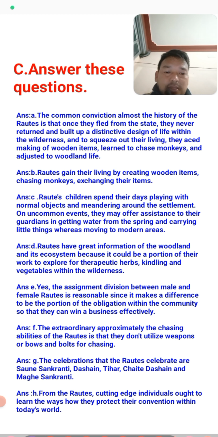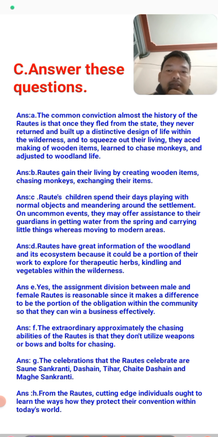D number: why do the Rauti have good knowledge of the forest and its ecosystem? Why do they have very good knowledge about the ecosystem of the forest? The reason is that its ecosystem could be a portion of their walk to explore for therapeutic herbs, kindling and vegetables within the wild. Okay, these are some reasons behind their knowledge.